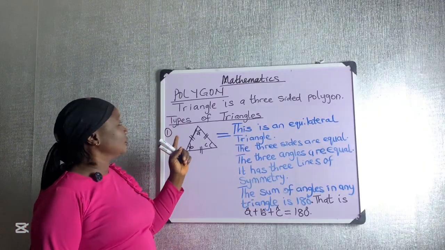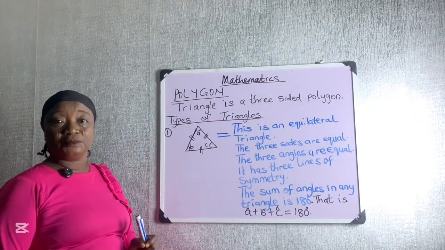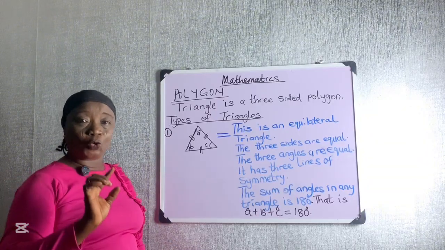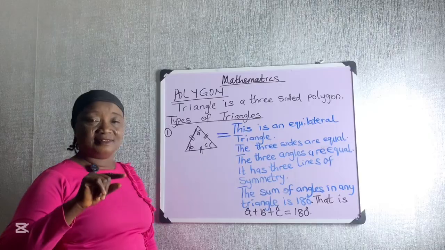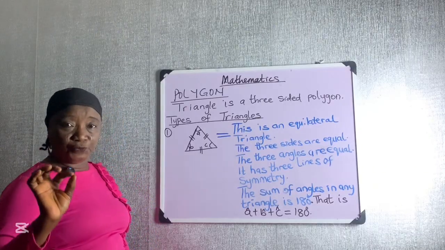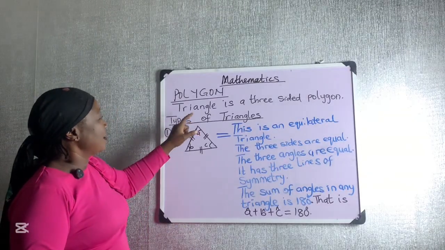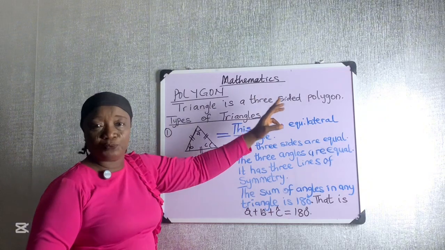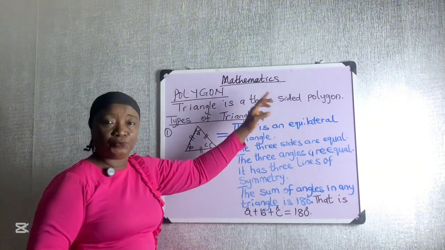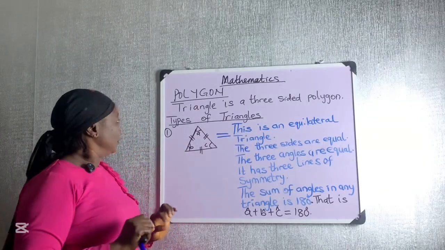And the polygon, we are starting with the main part. The first polygon in mathematics is the triangle because it is enclosed by three lines. It is a three-sided polygon. As you can see on the board, a triangle is a three-sided polygon because it is enclosed by three lines.